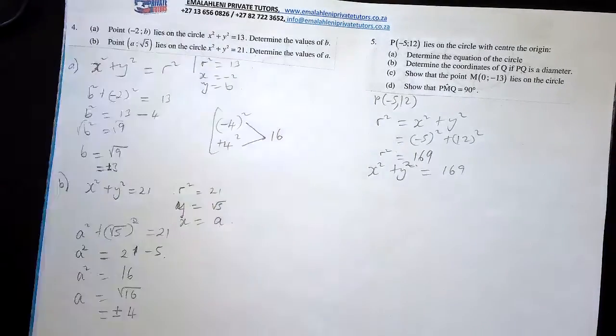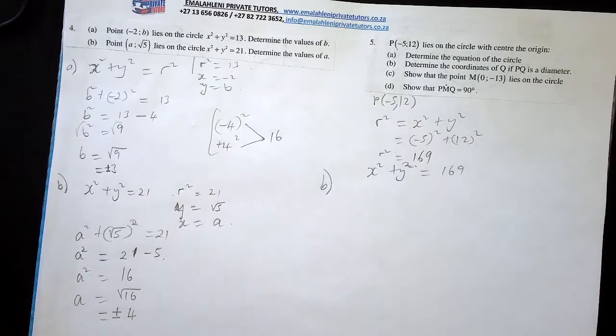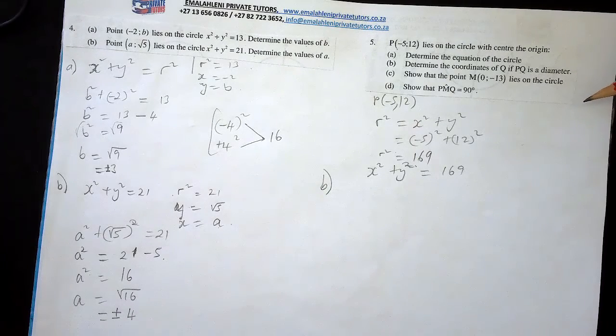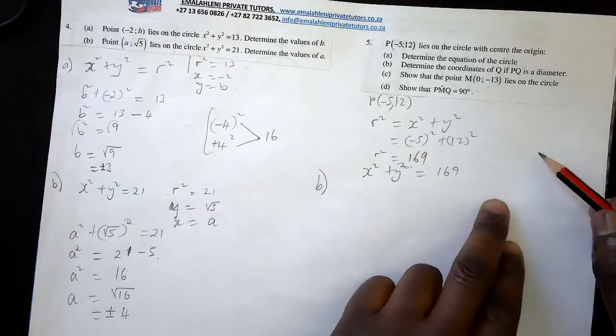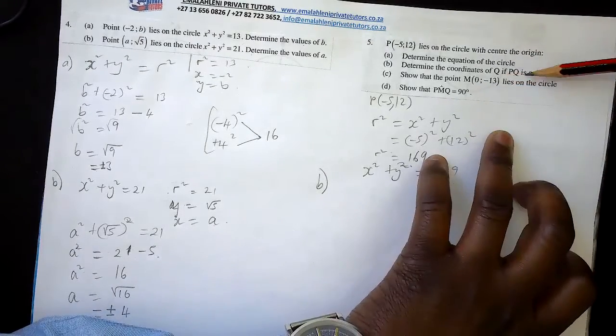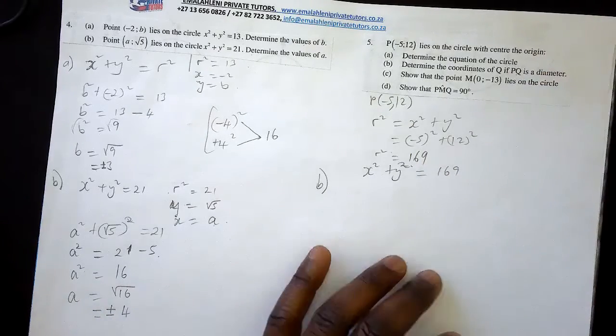Okay. Now let's move on to B. Determine the coordinates of Q. So if PQ is a diameter. Okay. Now we are told that PQ is a diameter. And if it is a diameter, what must we do now? We know that our radius squared, we already have it, which is 169. Okay, what must we do now?